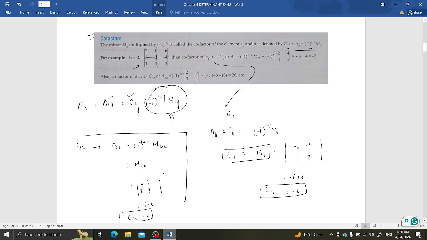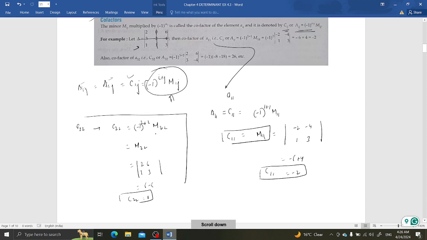Now we observe that in both A11 and A22, this minus 1 to the power something always becomes positive. So let us take another example in which it becomes negative. Here you can take the A23 position. For the A23 position the cofactor is C23, and how can we find it? Minus 1 to the power 2 plus 3 times M23, and here it will be minus M23.